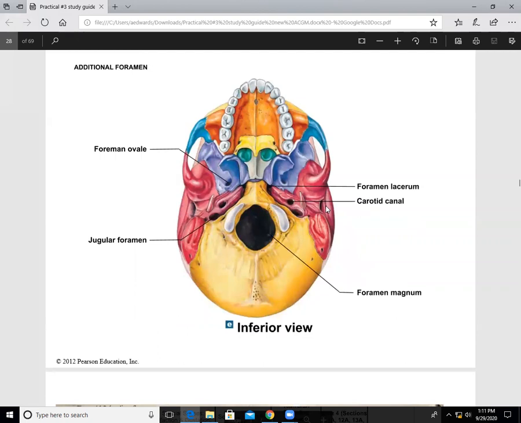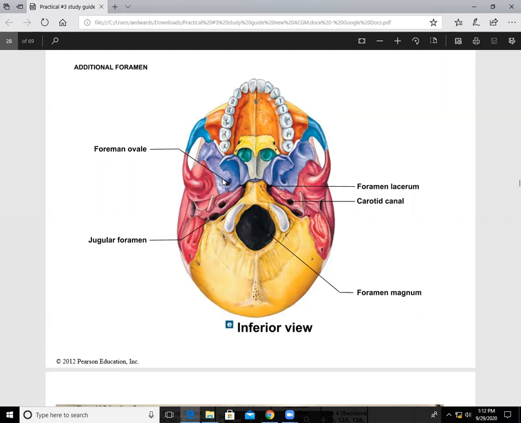All right, again, a view of some of the foramen or foramina. Again, it's foramen magnum. This one's called the jugular foramen. It's a carotid canal. Up here is foramen lacerum. And the oval one in the sphenoid, that's your foramen ovale. So yes, you would be expected to know the names of these different foramen. So again, jugular foramen, foramen magnum, carotid canal, foramen lacerum, and foramen ovale.